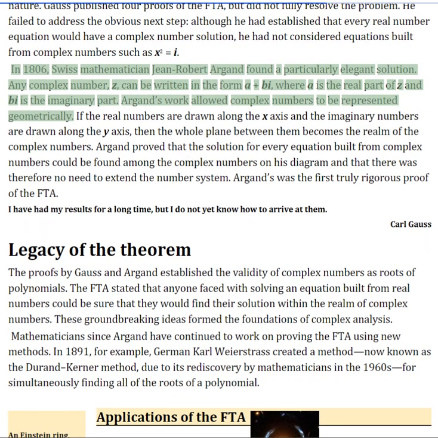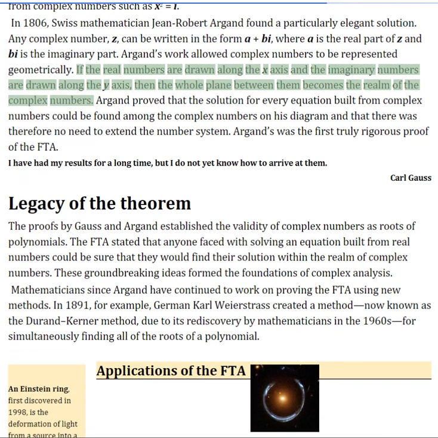In 1806, Swiss mathematician Jean-Robert Argand found a particularly elegant solution. Any complex number z can be written in the form a plus bi, where a is the real part of z and bi is the imaginary part. Argand's work allowed complex numbers to be represented geometrically. If the real numbers are drawn along the x-axis and the imaginary numbers are drawn along the y-axis, then the whole plane between them becomes the realm of the complex numbers.